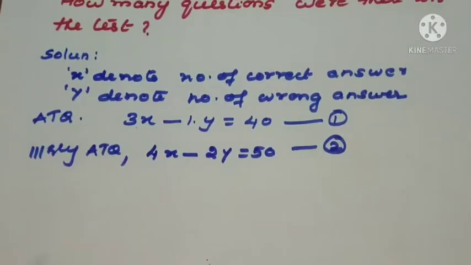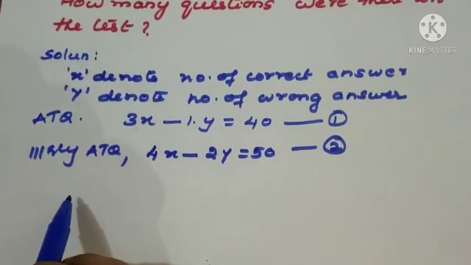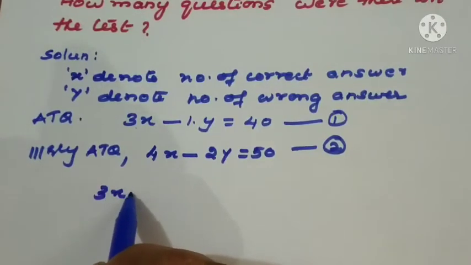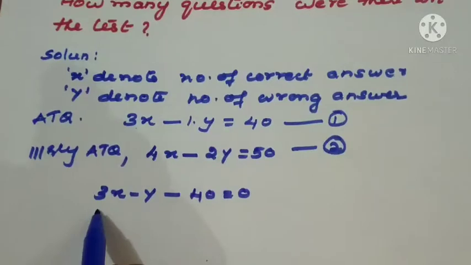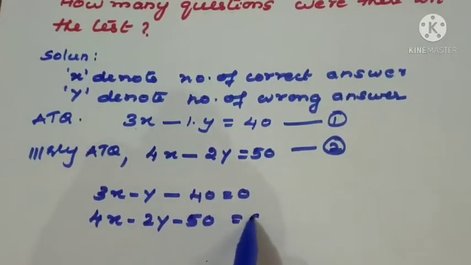Now we got two equations. We should solve for x and y. So we are using the method of cross multiplication only. So the first part is right in the standard form: 3x minus y minus 40 equal to 0, and 4x minus 2y minus 50 equal to 0. Right? Now what is the next step?